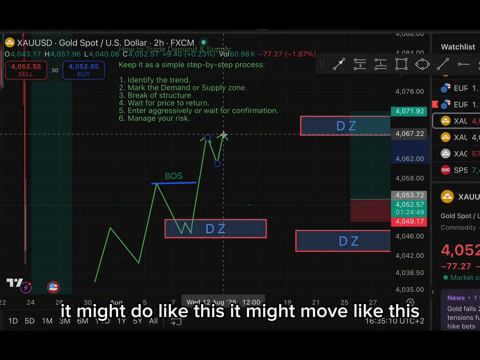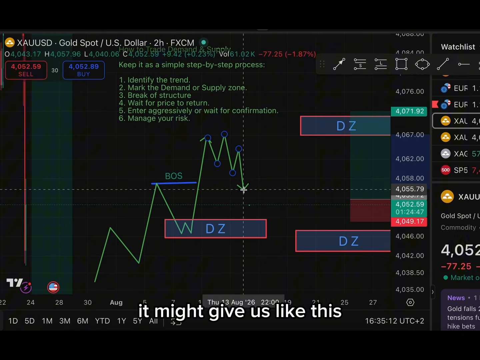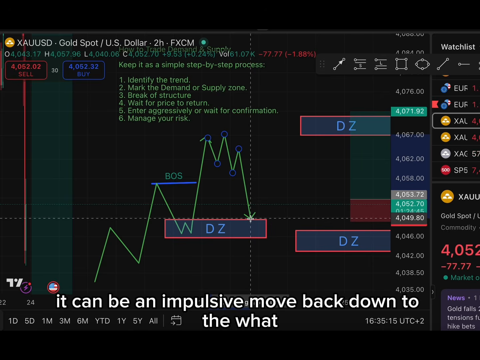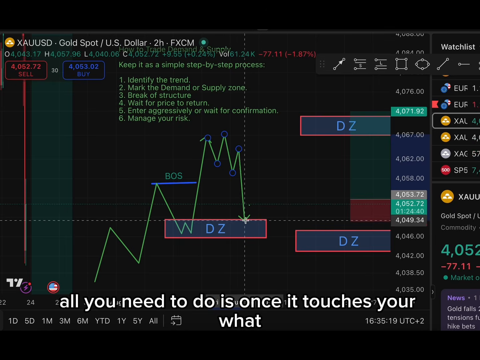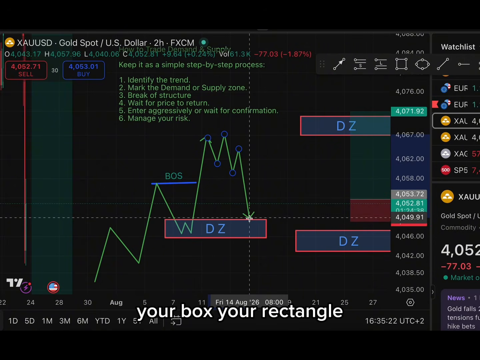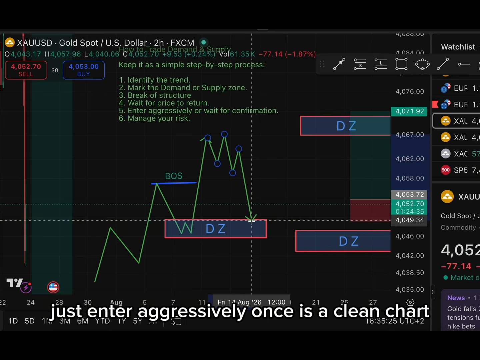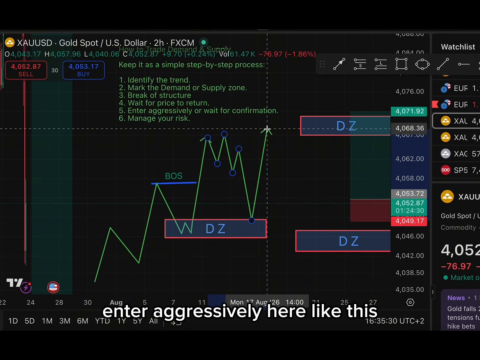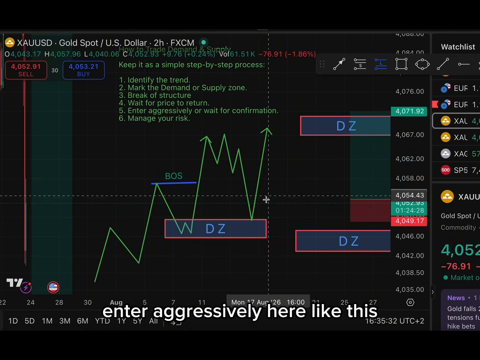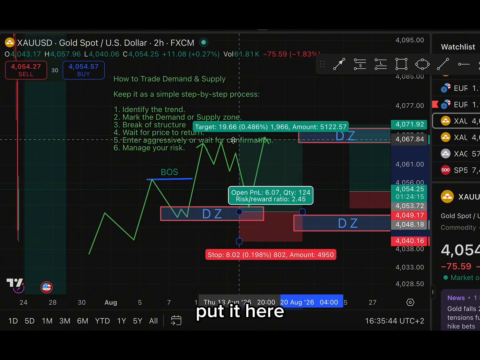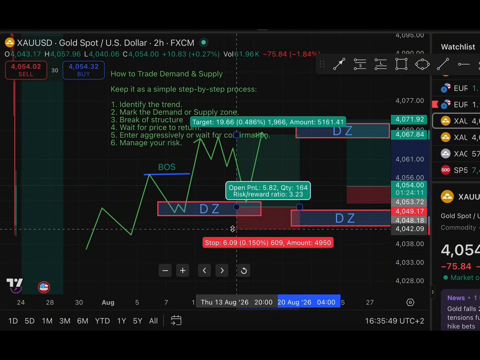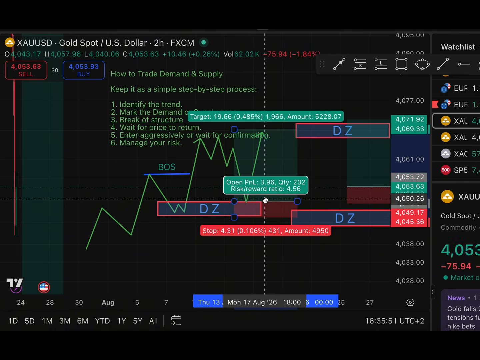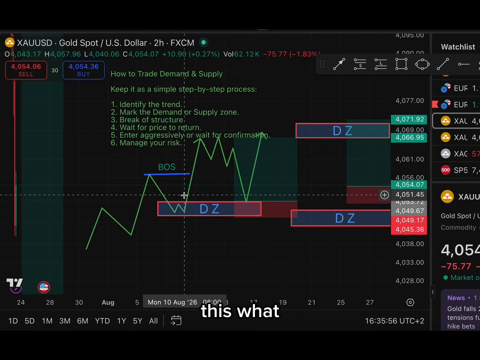It might do like this, it might move like this, it might give us like this. It can be an impulsive move back down to the demand zone. All you need to do is, once it touches your box, your rectangle, just enter aggressively. Once it's a clean chart, the chart is very clean, enter aggressively here. Like this. Put it here. Put your stop loss down. This is what?